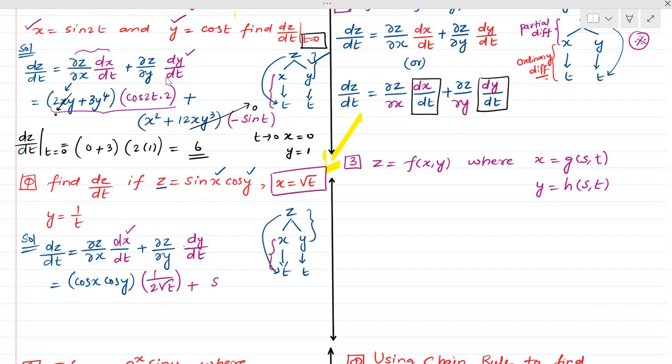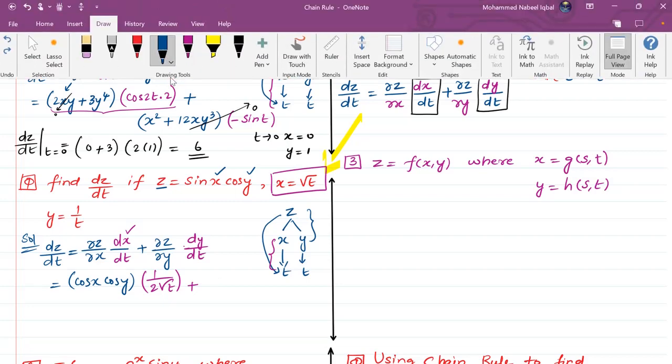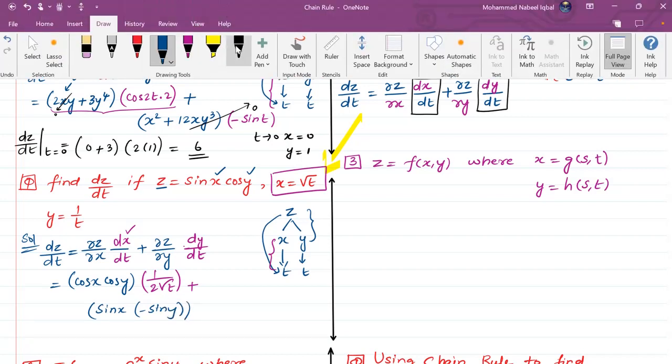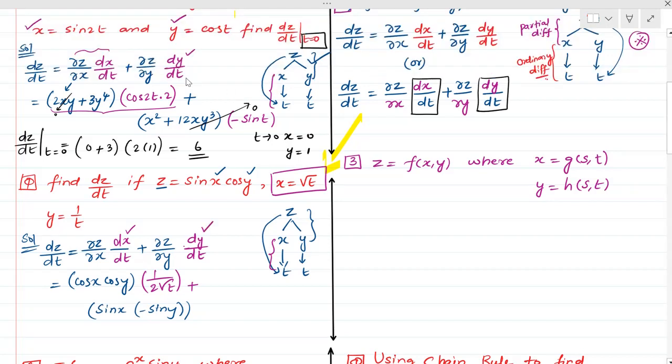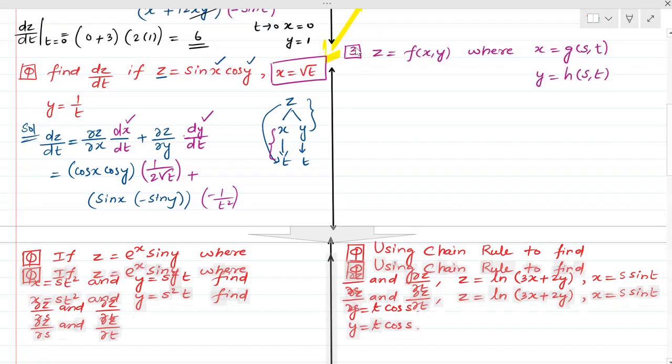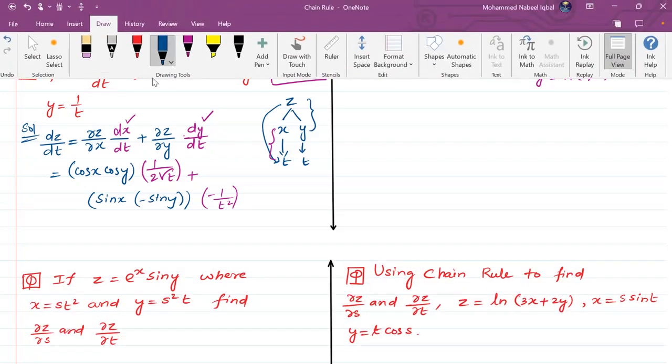Sine x is a constant. When you differentiate, sine x is constant, and when you differentiate cosine y, it becomes minus sine y. Now what about the next part? Differentiate y with respect to t. So it is minus 1 over t squared. Now if you substitute, the final answer will be this one. Only multiplication.